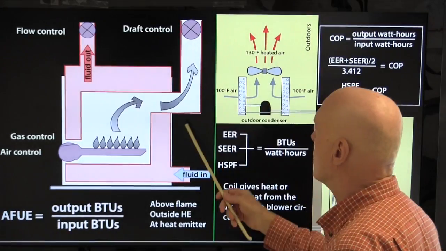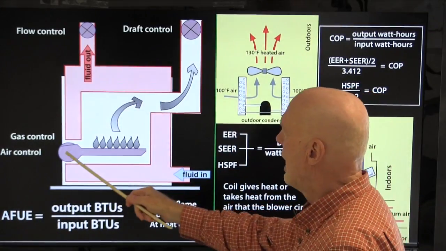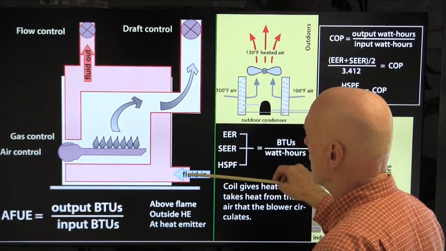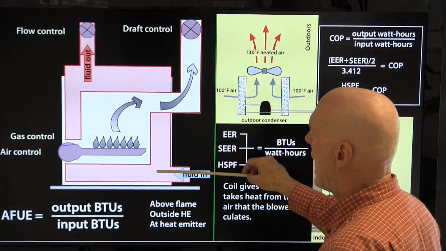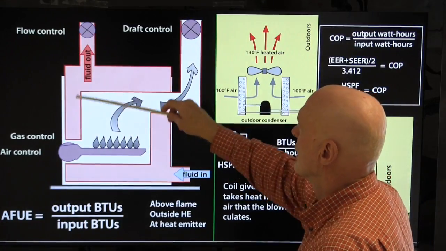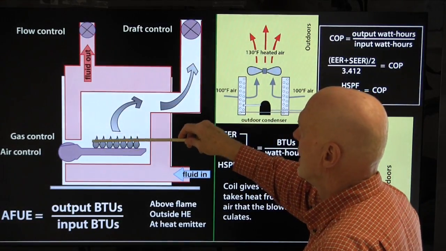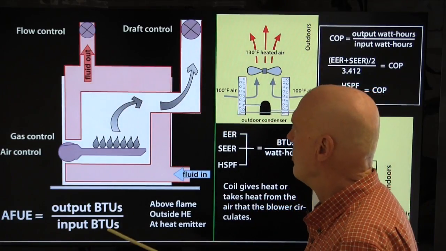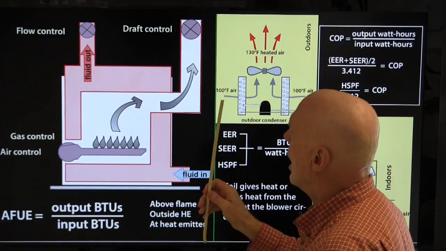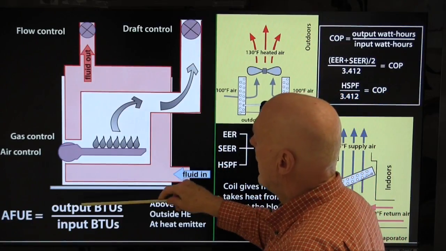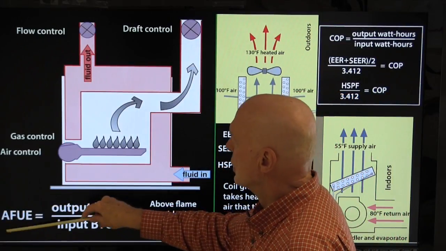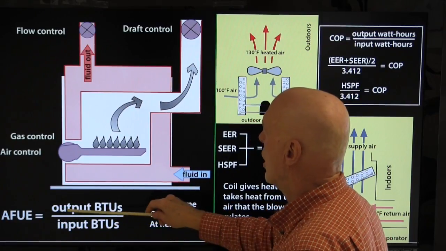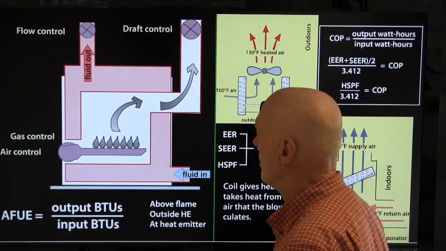So let's look at combustion first. We have combustion here, and we have a heat exchanger that has a fluid. We're bringing fluid back from the heat emitters, circulating it through this heat exchanger, and then we have a warmer fluid coming out. Now, the AFUE, or the annual fuel utilization efficiency, is output divided by input. The output BTUs divided by the input BTUs.